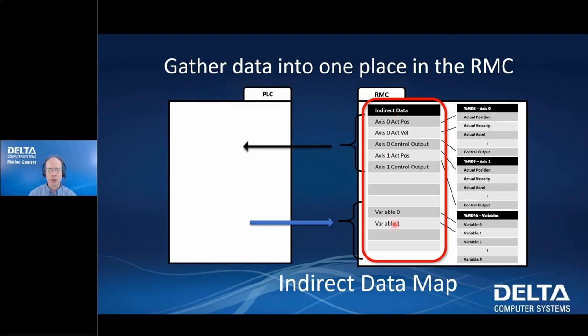And similarly, you can do it on the writes. From the PLC you can do one write, you can write to multiple different things here, and those will get spread out into the RMC.